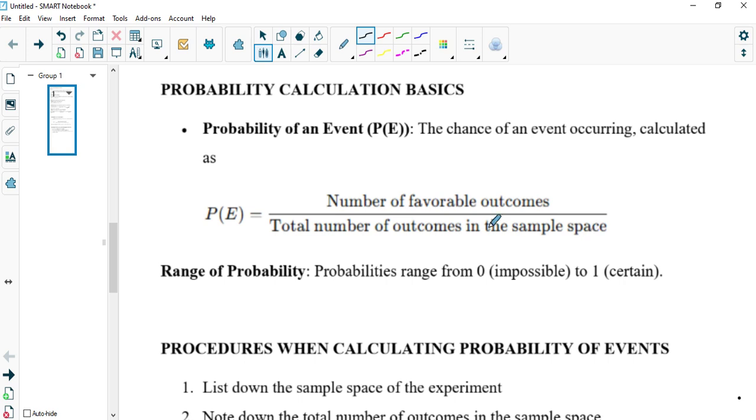Here you're going to see that it's very easy to find a chance for an event once we know the number of our favorable outcomes. The favorable outcome is the event we are trying to find its probability. For example, from rolling a die, we are interested in finding the number 4. Because we are interested in 4, the event of getting 4 is our favorable outcome. The total number of outcomes in the sample space, here we are looking at the total possible outcomes.